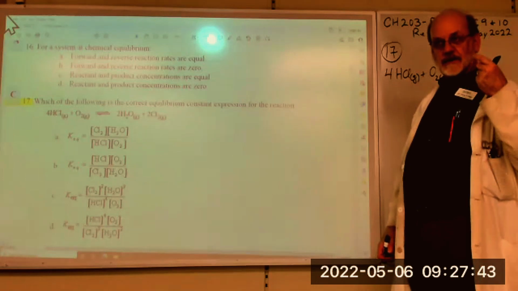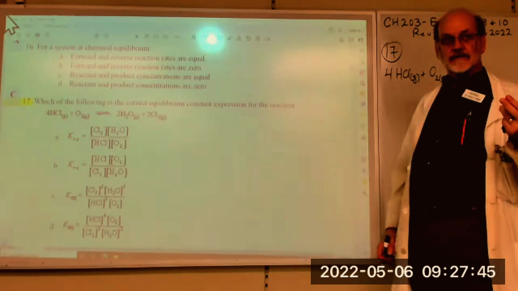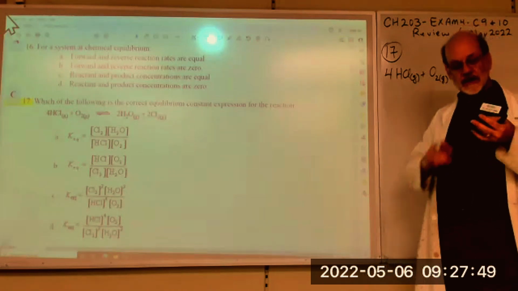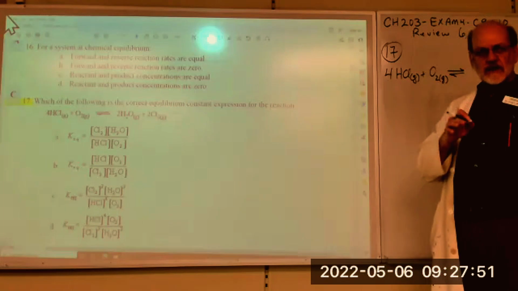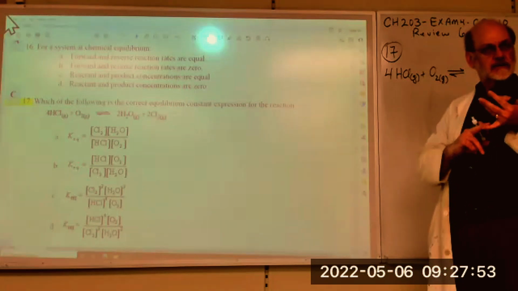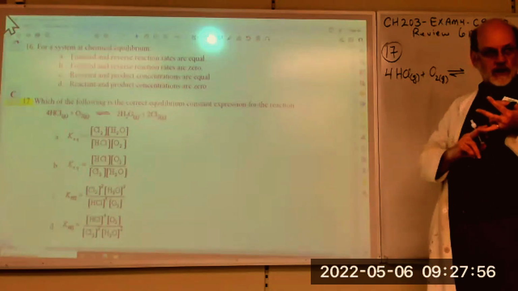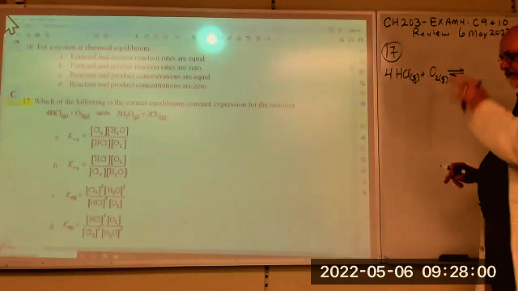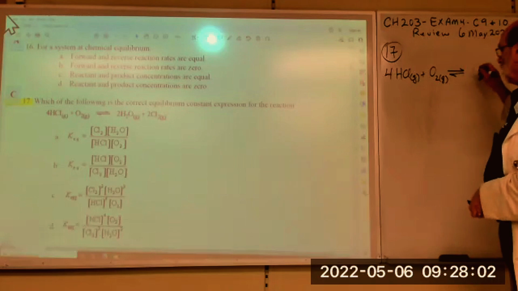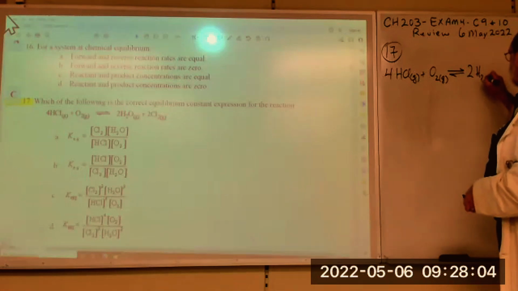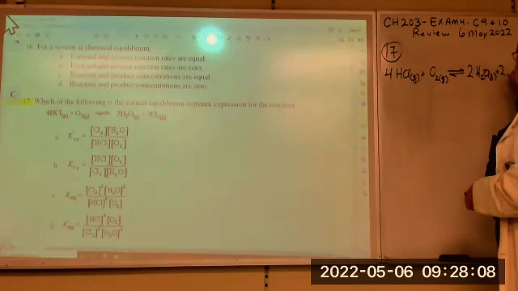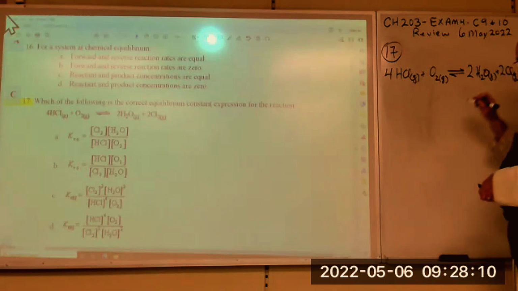Because pure liquids and solids drop out. They don't participate in the equilibrium expression. So it has to be either aqueous or some solution type concentration or gas. Solids and liquids disappear. H2O, this is gas, and 2Cl2 gas.